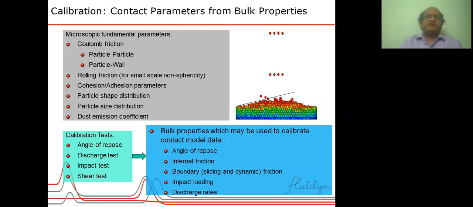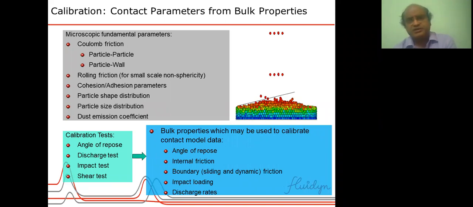And what is being done normally is that the calibration simulations are done by varying the microscopic parameters such that for a given problem, we find out the set of microscopic parameters which produce the correct or experimentally observed bulk properties. Then those microscopic parameters are used in the calculation of actual or simulation of actual problems.